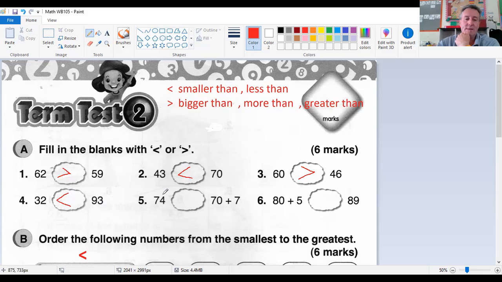Now, 7 plus 74. Is that bigger or less than 70 plus 7? So what's 70 plus 7? It's 77. So they're both 70s. Now let's look at the ones. Is 7 bigger or smaller than 4? So our answer ends up being 77 is bigger than 74.